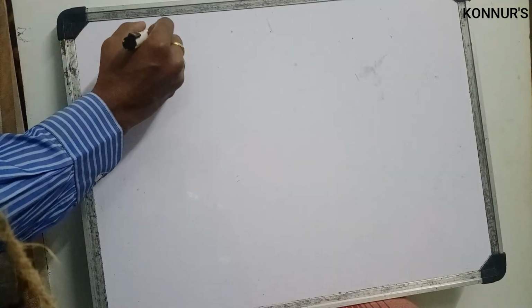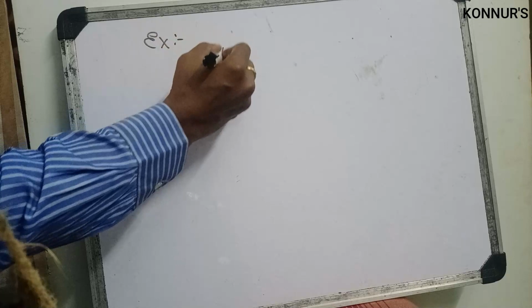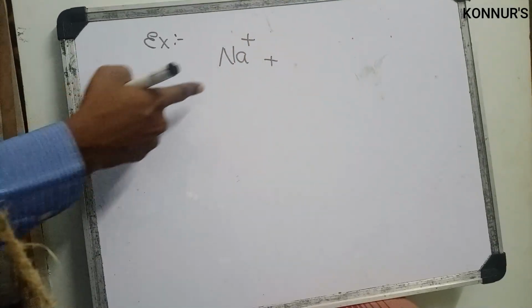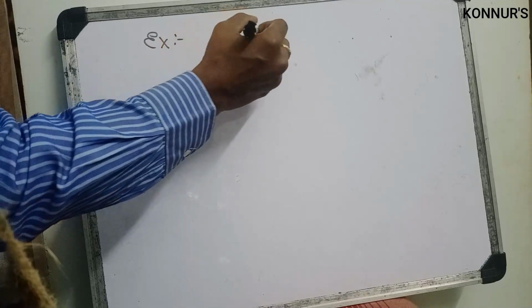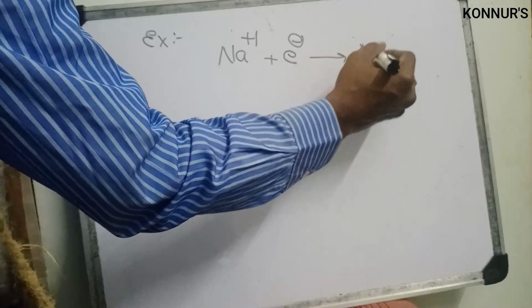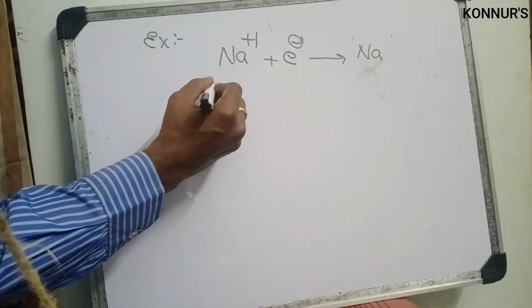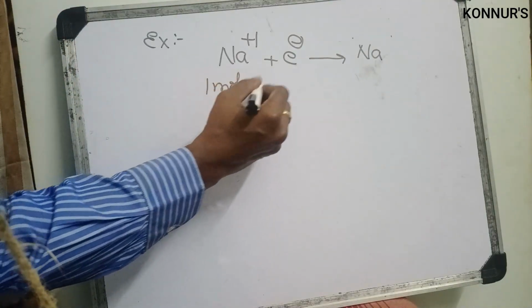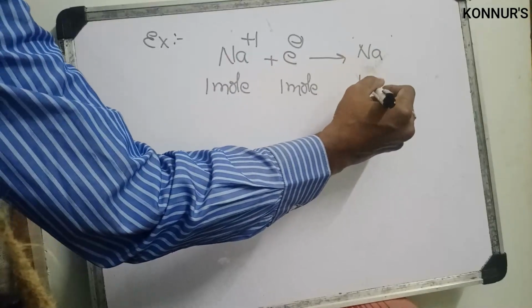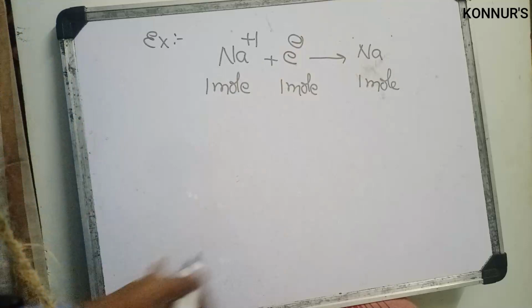See, here you see the examples. Take only Na plus. Sodium cation, charge is plus 1. It wants only 1 electron, then only it becomes sodium. Suppose I take 1 mole. 1 mole Na plus wants 1 mole of electrons. How much sodium is coming? 1 mole of sodium is coming.